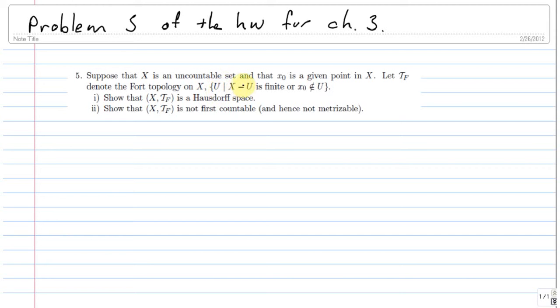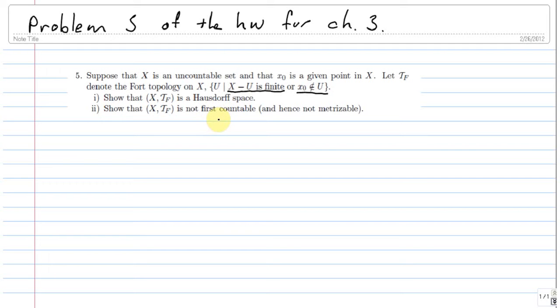The sets that are called open in this are either going to be these sorts of sets where x minus u is finite, in other words, just like the finite complement topology, or that given point x naught is not in u. And then the question asks two things. Show that for an uncountable set with the Fort topology, you have a Hausdorff space.